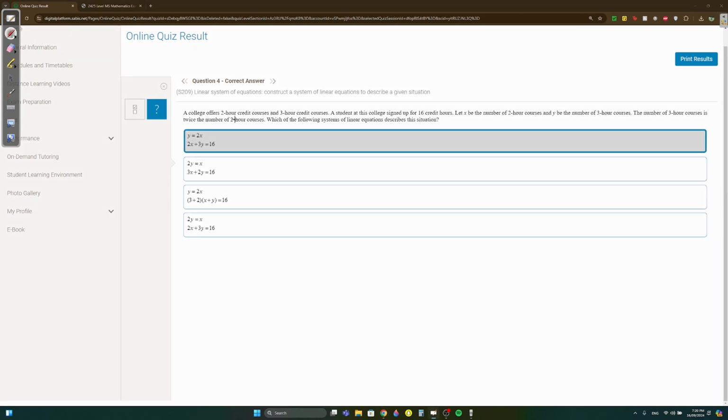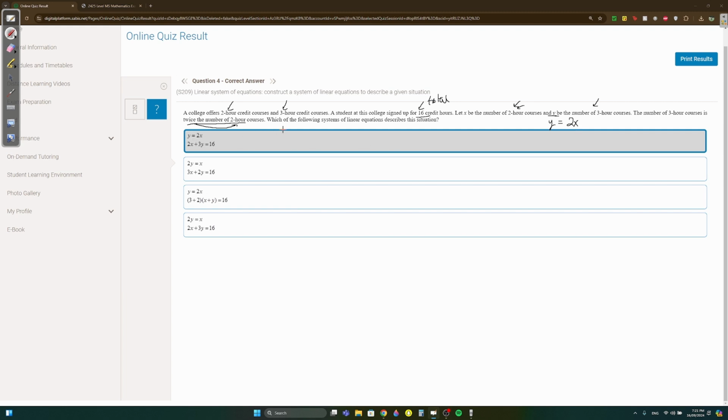Hold on. A college offers 2-hour credit courses and 3-hour credit courses. A student at this college signed up for 16 credit hours, so the total is 16, right? Let x be the number of 2-hour courses, and y be the number of 3-hour courses. The number of 3-hour courses is twice the number of 2-hour courses. 3-hour courses is y. We know that they just said y is equal to twice the 2-hour courses. We know the 2-hour courses are x, so y equals 2x.